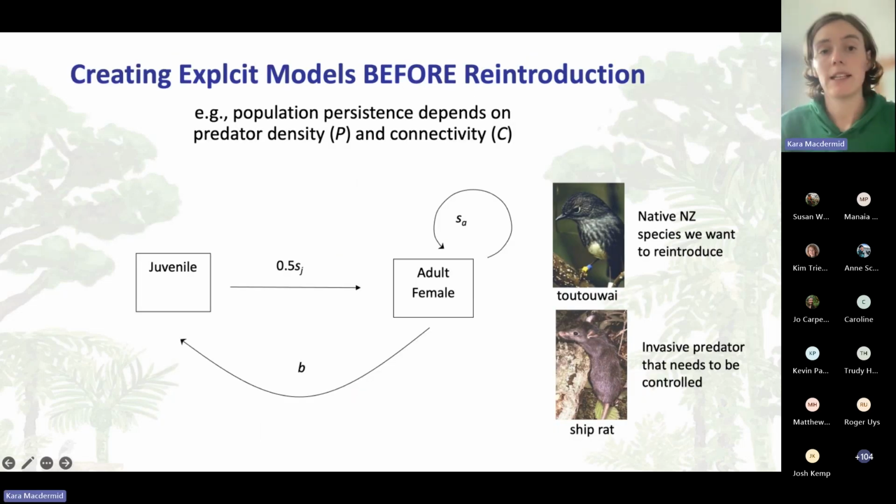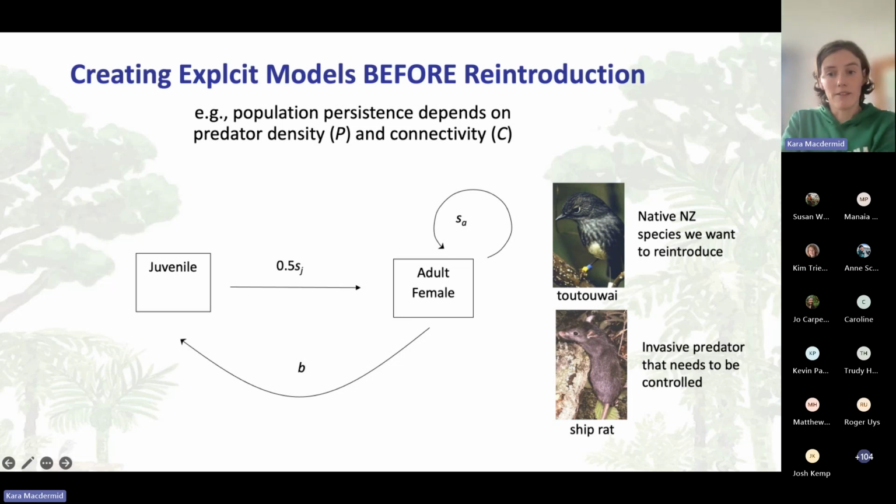So before you initially create models, you want to consider explicit models such as this in order to get more specific and quantitative information. So this example here is for totoi, which is the main species I've worked with and has the advantage of quite a big and good data set from lots of sites. So we know that predator density, which is represented by rat tracking rate in this case, and connectivity are predictors of reintroduced totoi population persistence.